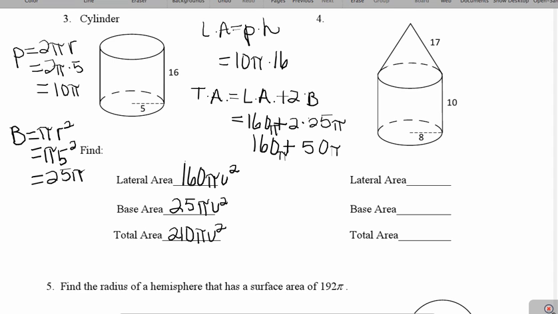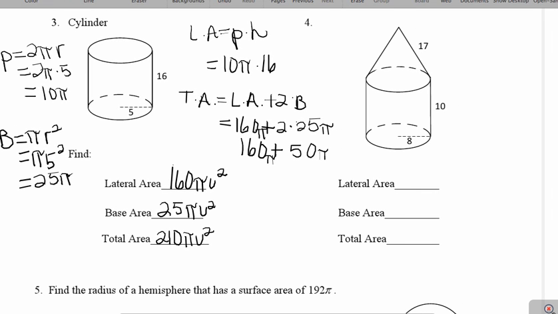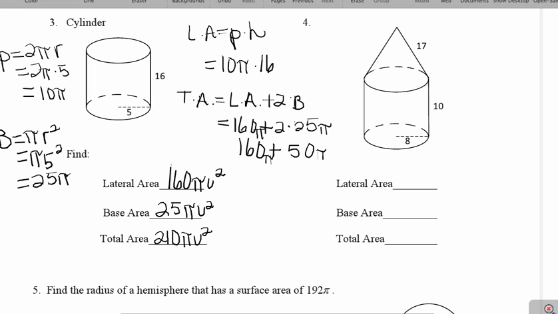Now, in example 4, you will see some problems similar to this one. Notice they've taken 2 circular solids and they've put them together to get this shape. So first it's asking us to calculate out the lateral surface area of this shape. Now we have a cone sitting on top of a cylinder.